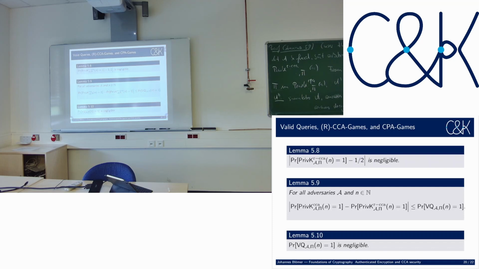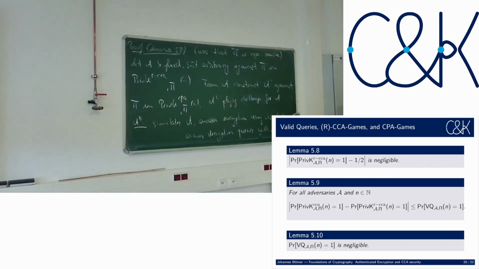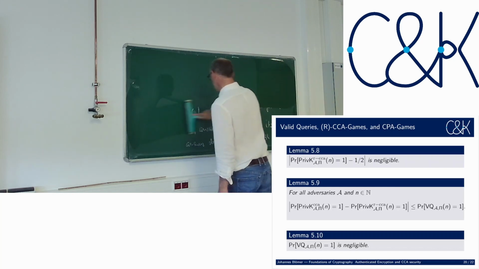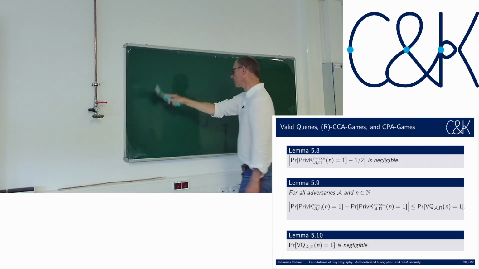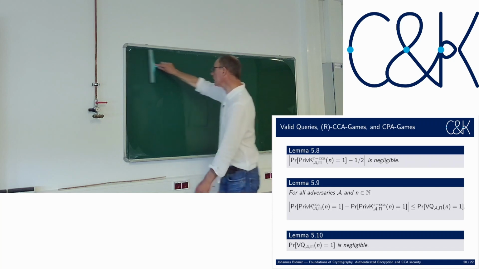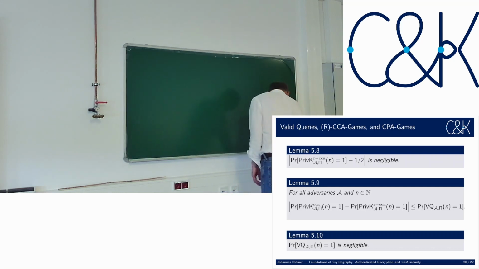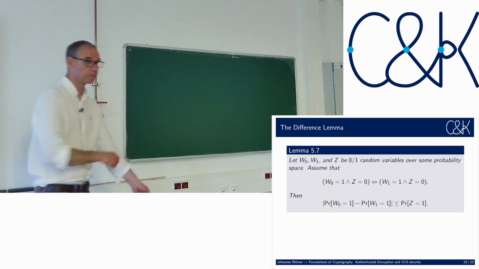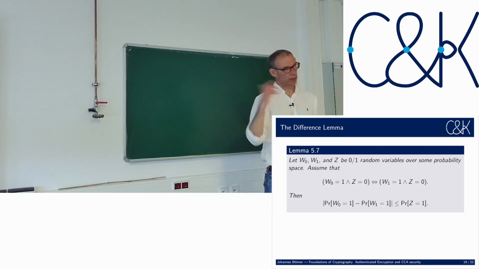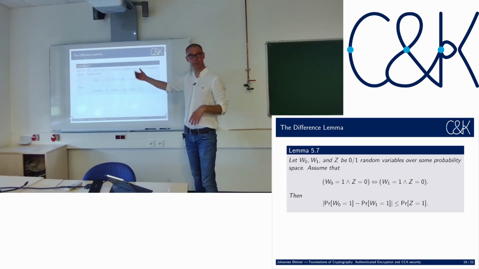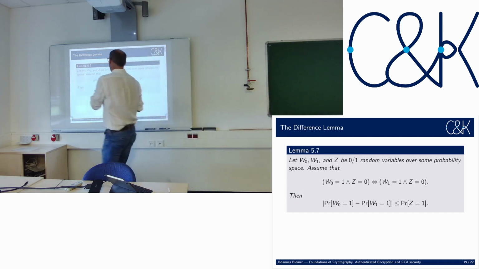So now we would like to go to lemma 5.9. And the proof of lemma 5.9 is a simple application of this so-called difference lemma. So let me first explain the difference lemma, then we apply it, and then we prove it. Or maybe I explain it and prove it, because then you see where it comes from, and then I apply it. Okay?